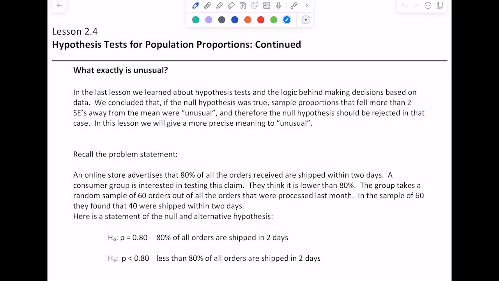Hi everyone, and welcome to lesson 2.4, which is hypothesis test for population proportions.